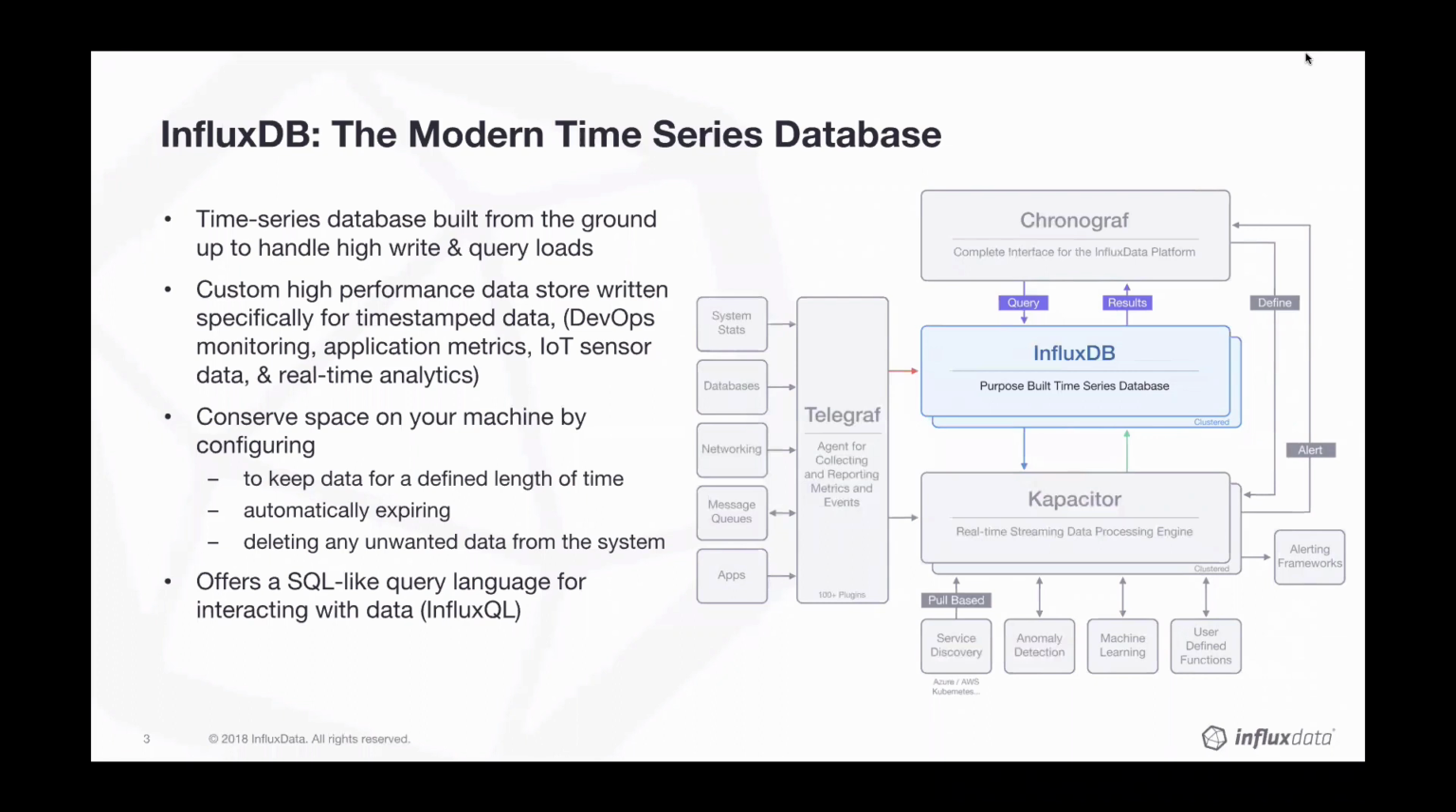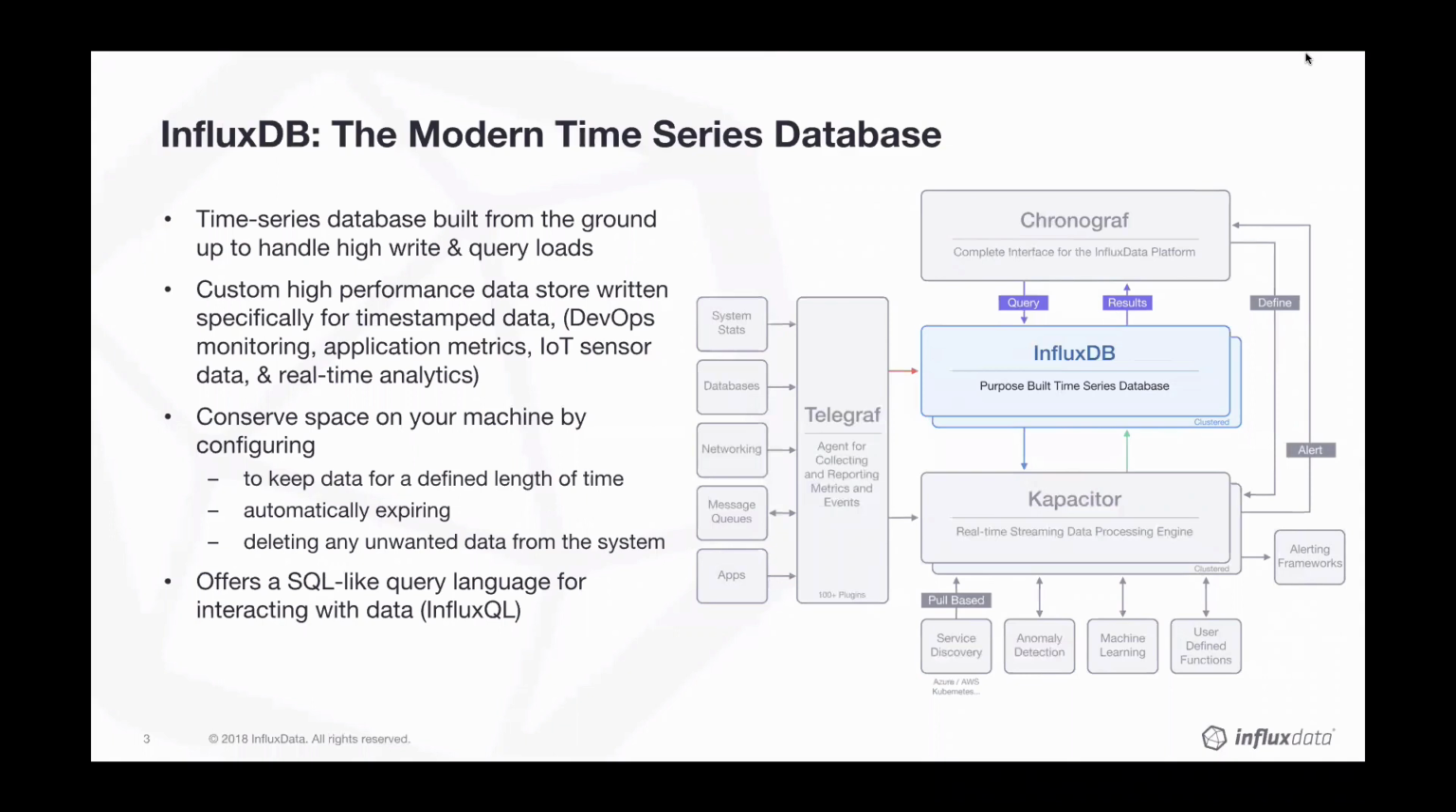InfluxDB manages to conserve a lot of space on your machine because it has features called retention policies. I'll go into more detail about what retention policies are, but essentially they allow you as a user to automatically expire a lot of your data after a certain amount of time, because for a lot of us, old data isn't really that useful. So with retention policies, we can say, after this amount of time I don't care about this data, go ahead and automatically delete it. In doing so, we can save a lot of space on our machines.